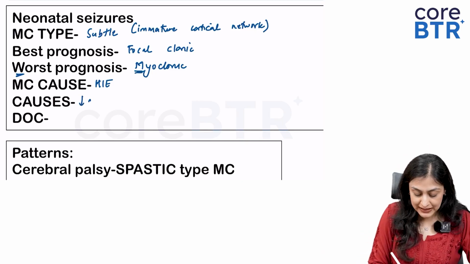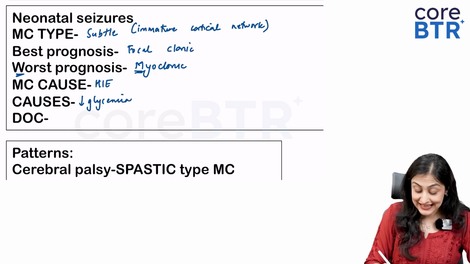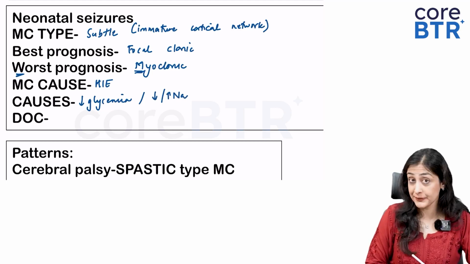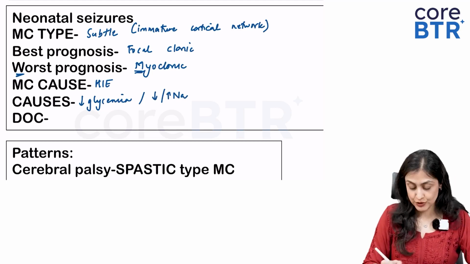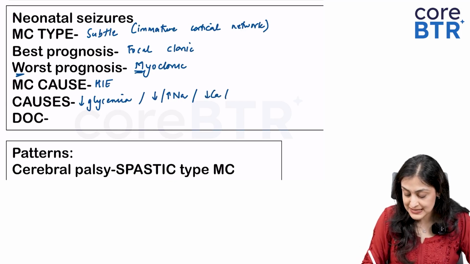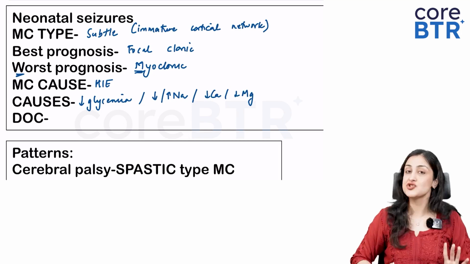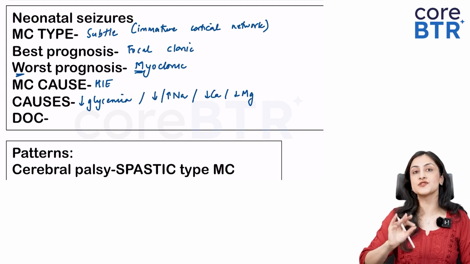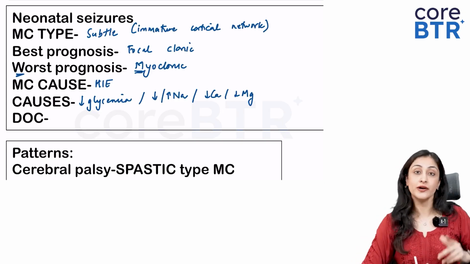Other causes could be hypoglycemia. Yes, we already talked about that. Electrolyte disturbances like hypo and hypernatremia. Sodium, anything can lead to seizures, right? High or low. Very, very important, hypocalcemia, hypomagnesemia. Just remember, there's no potassium here. You know, K kills, right? It directly causes the heart to stop, not the brain, right?